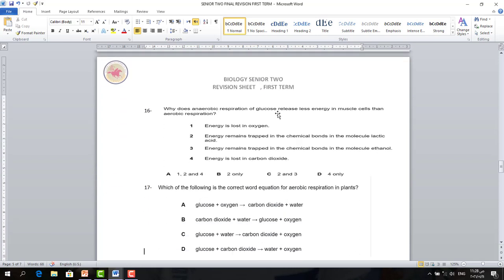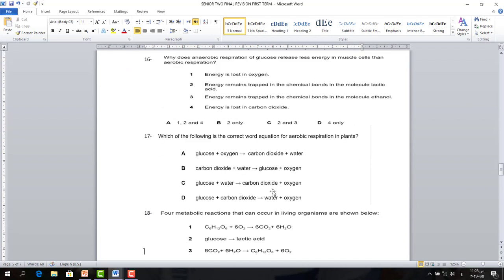Why does anaerobic respiration of glucose release less energy in muscle cells than aerobic? Because energy is lost? No. Energy remains trapped in the chemical bonds in the molecule of lactic acid? Yes. Because when pyruvic acid changes to lactic acid, the energy in the carbon skeleton will be trapped. Energy remains trapped in the molecule of ethanol? No. Lost in carbon dioxide? No. So only B.